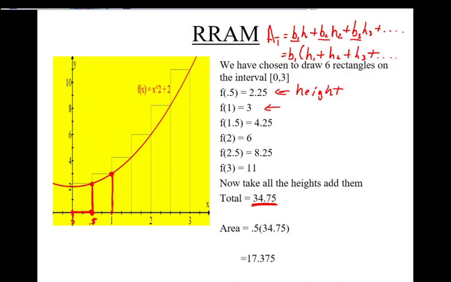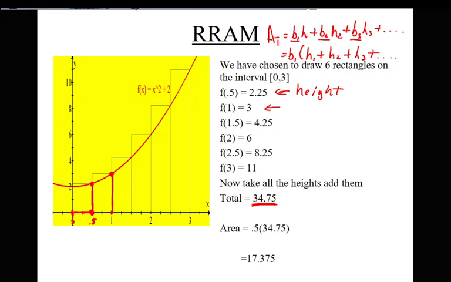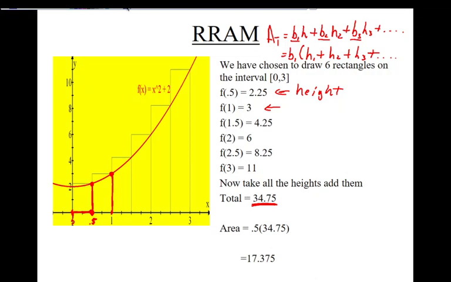Now this method of finding all of my heights, adding them together, and multiplying them by the common base only works if all of my rectangles have exactly the same base length. The width is exactly the same. So for instance, if the first one was 0.5 and the second one was 0.6, it wouldn't work that way. I'd have to find each area individually. But since they all have the same width, I can add up all the heights and then multiply by the common base. Okay?